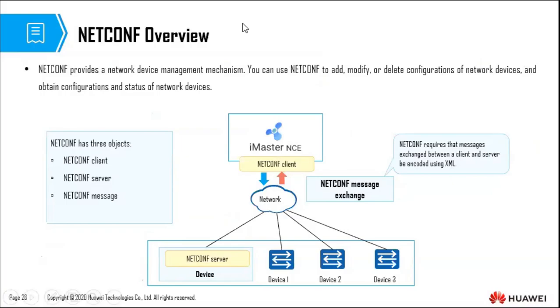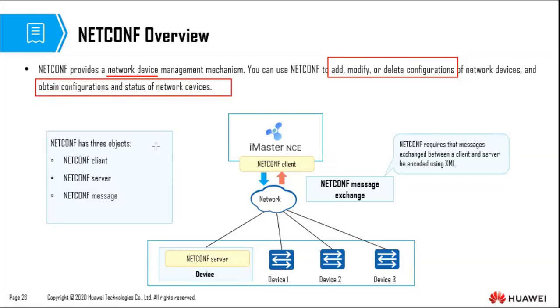Now, the network configuration protocol provides a network device management mechanism. So you can use NETCONF to add, modify, or delete configurations of network devices, and also to obtain configurations and status of the network. Generally, NETCONF has three objects. The first one is the NETCONF client, then the NETCONF server, and the message.